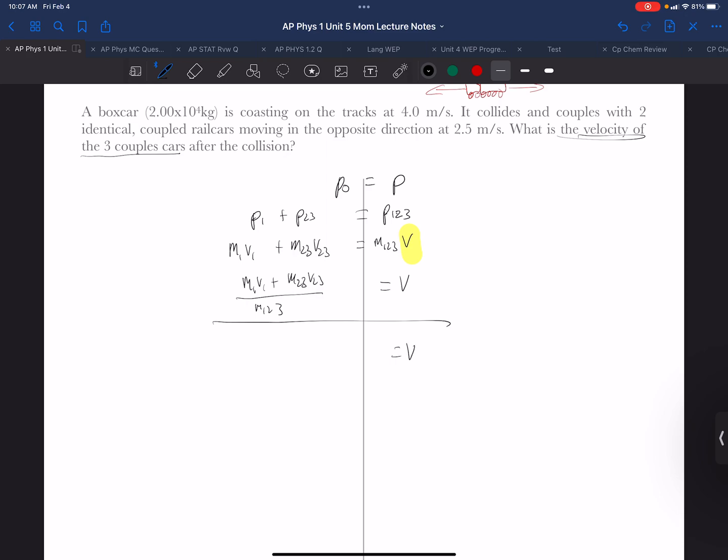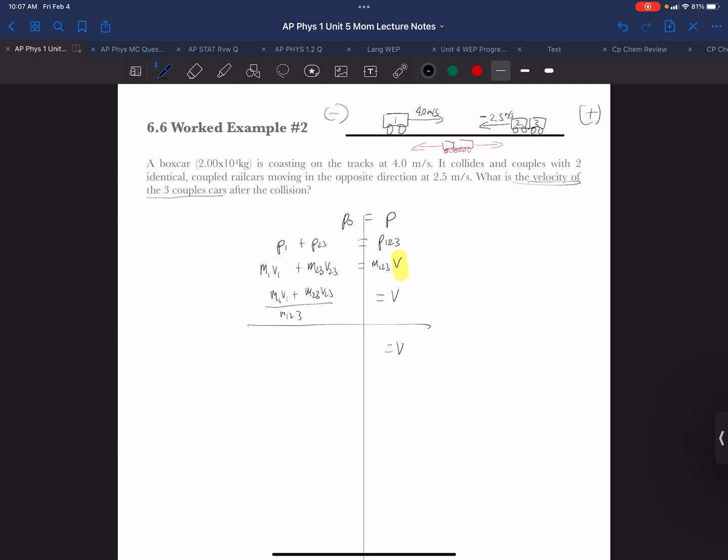So our velocity will be the mass of 1, which is 2,000. And wait a minute, the mass of 2 is... so we have 20,000, excuse me. So we have 20,000 v1 plus the mass of 2, 3, which is 40,000 v2,3, all over 60,000.